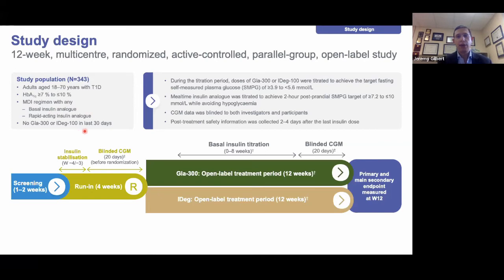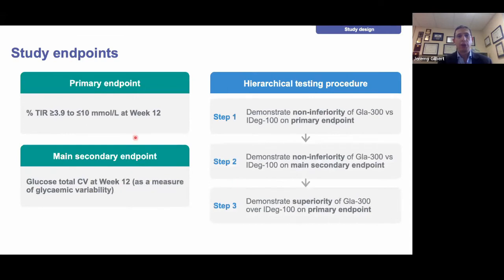And then they were randomized to receive glargine U300 or degludec U100, and then followed, looking at primary and secondary outcomes. So again, the primary endpoint here was not A1C, but rather time in range, defined as sugars between 3.9 and 10. They also looked at glycemic variability.